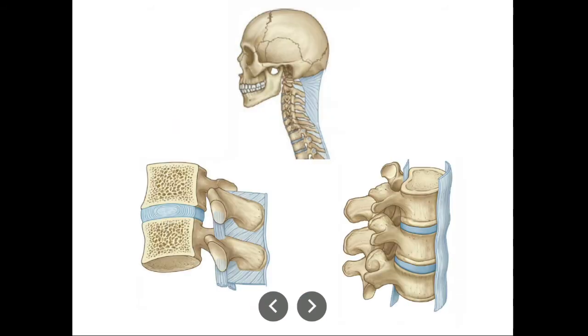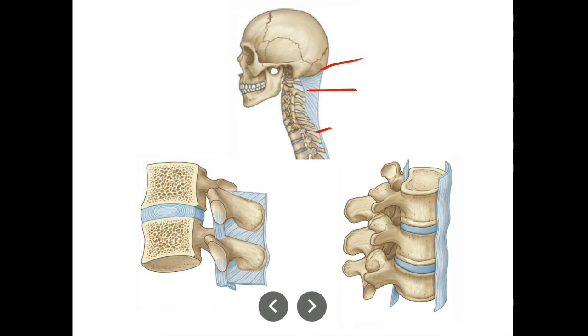Next we got here the ligaments, and in the ligaments we are having here the nuchal ligament, and this is the external occipital protuberance, and it is attaching up to the C7 spinous process.